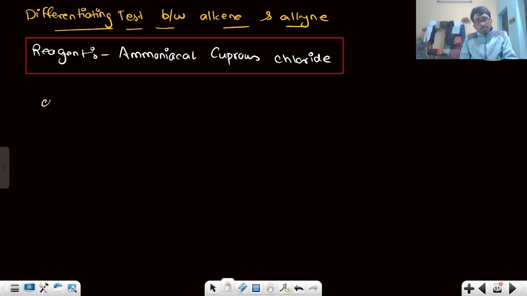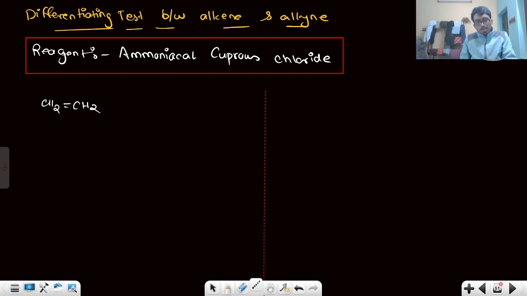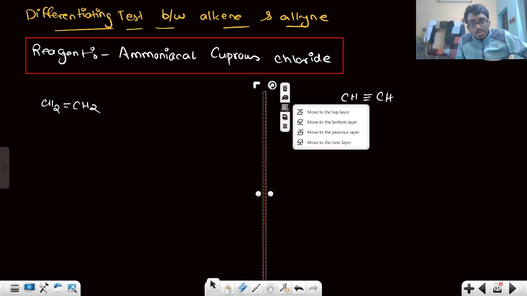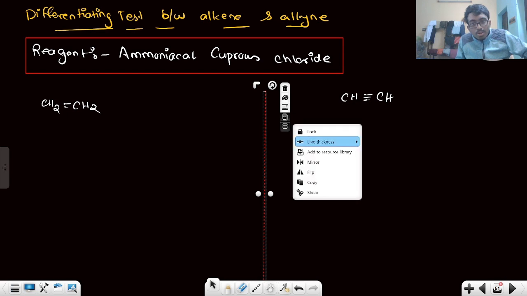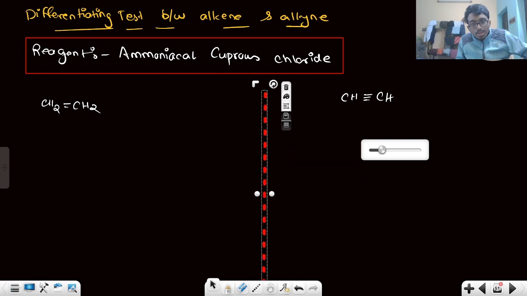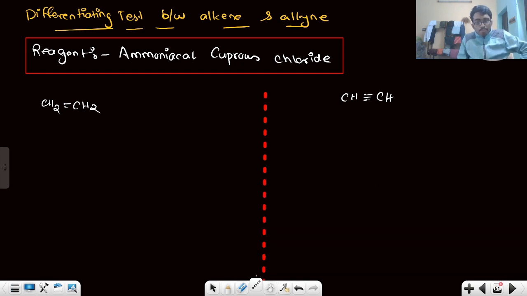In case of ethylene, CH2 double bond CH2, and in case of acetylene, I'm giving a gap between them, it is CH triple bond CH. The line is not visible. See the condition of the line. Whether the line is existing or not, I cannot see. Now I can see the line. Okay. Now you see. This is ethylene, this is acetylene.